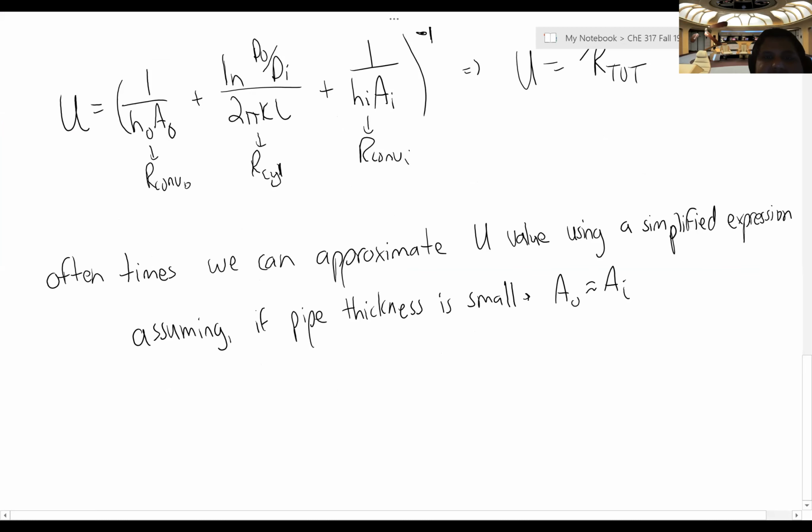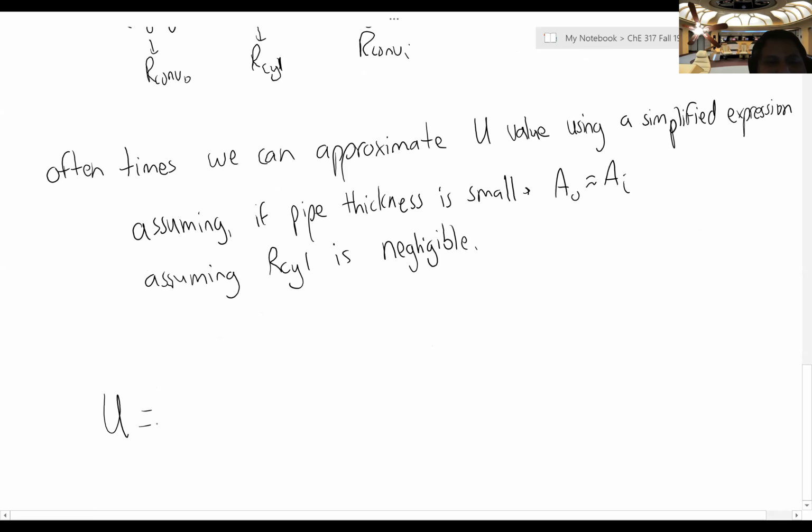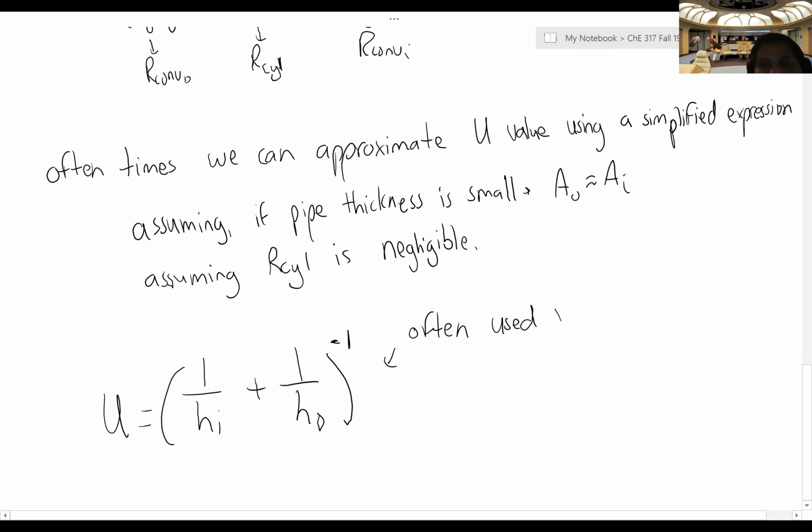And if my pipe is made out of a metal or something with a high thermal conductivity, I can also assume that the thermal resistance by the pipe wall is negligible. And if I do that, I get a simplified expression for U, 1 over h_i plus 1 over h_o, to the inverse. And this is often used for heat exchanger design calculations.